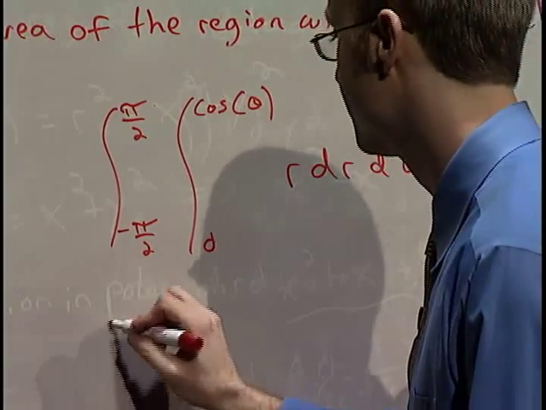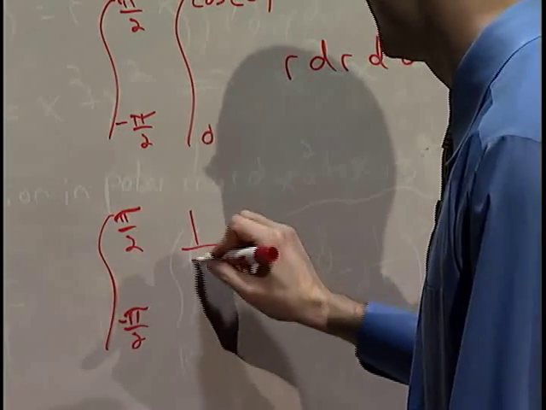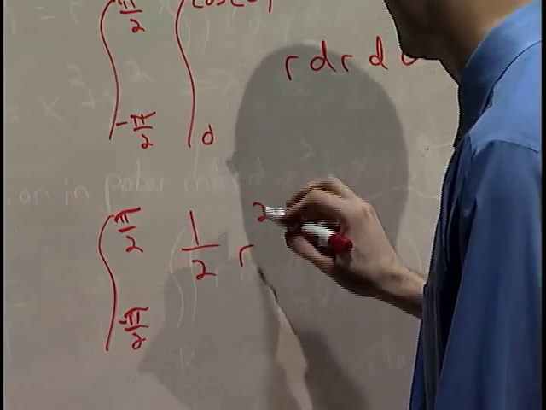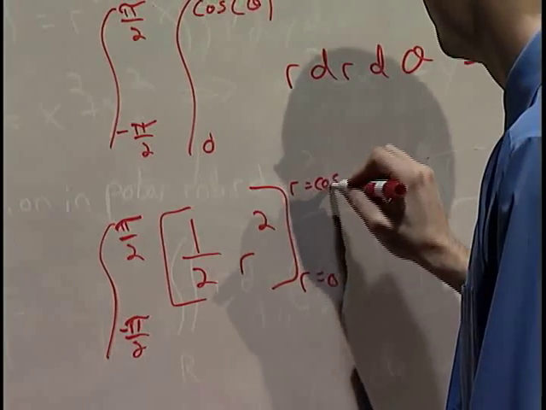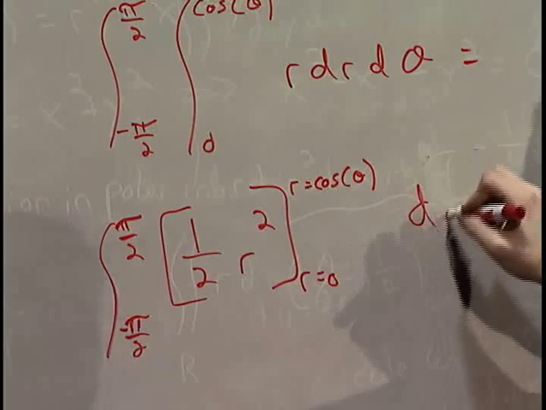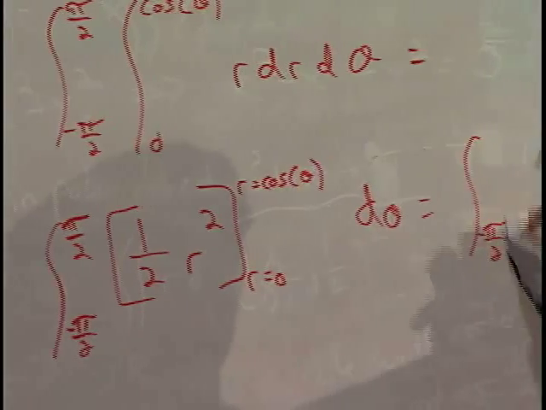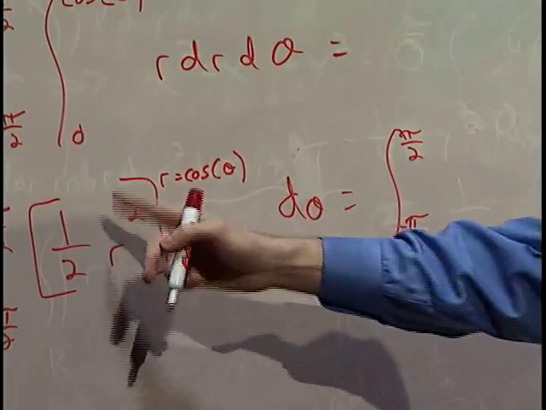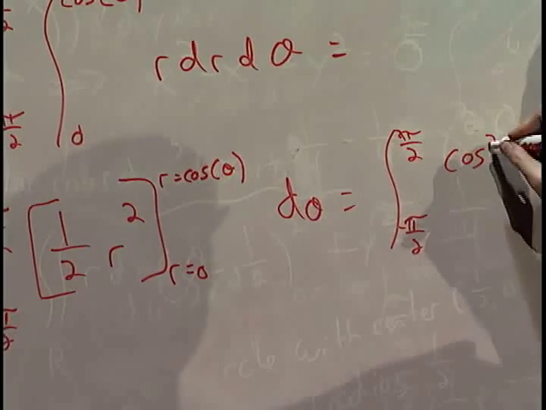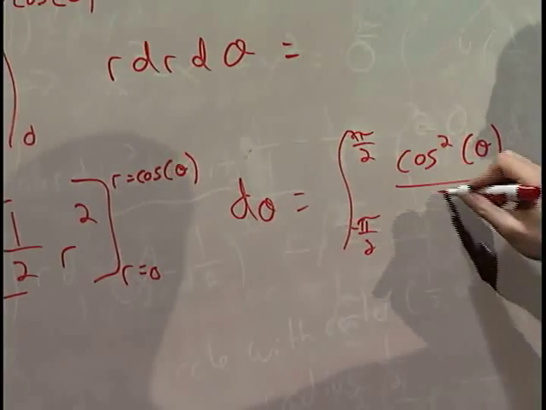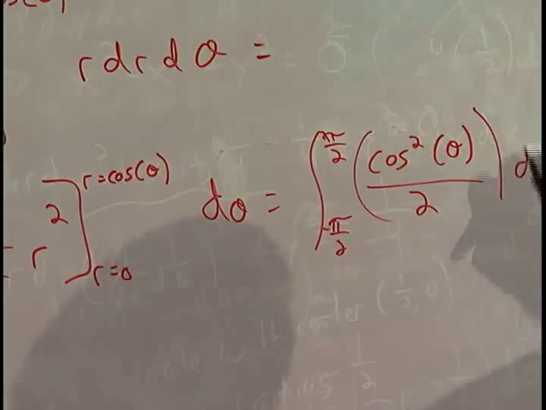So -π/2 to π/2, and we have 1/2 r squared evaluated from r equals 0 to r equals cosine theta, d theta, all right? Okay, so that means we have the integral from negative pi over 2 to pi over 2. The 0 cancels. So we get what? Cosine squared theta over 2. Is that right? Yeah. Okay. And that in terms of d theta.